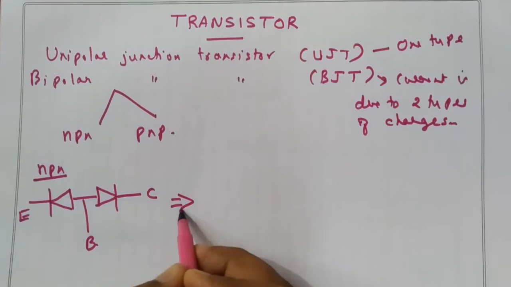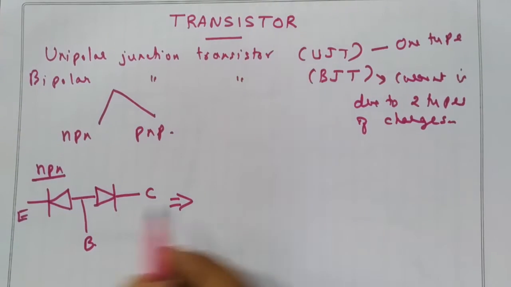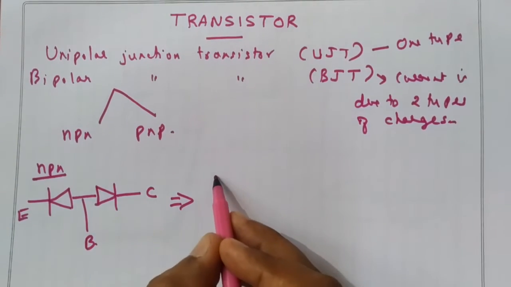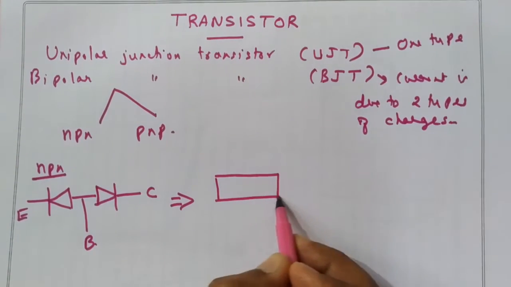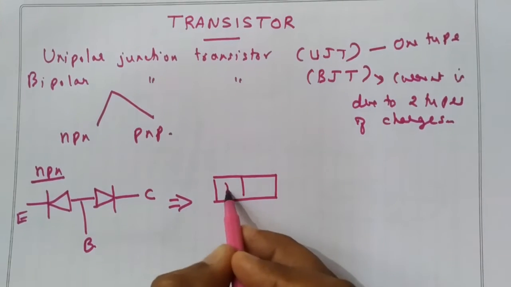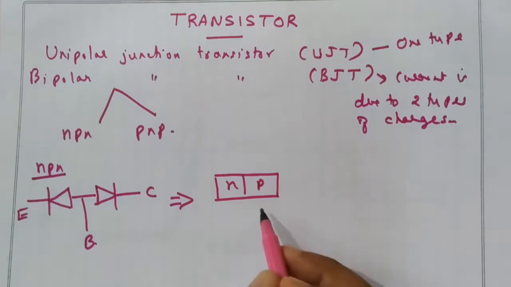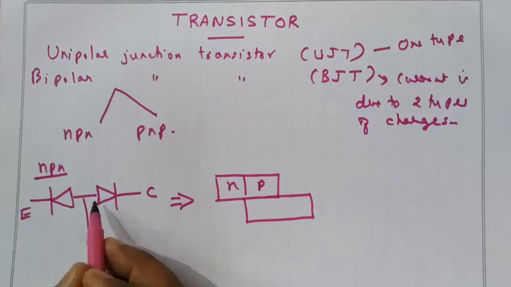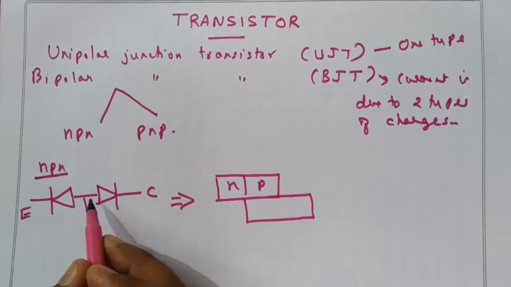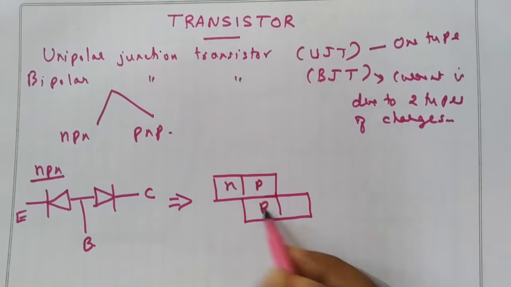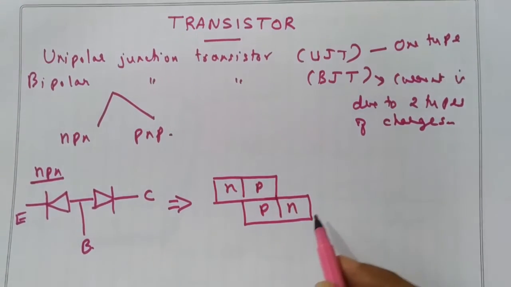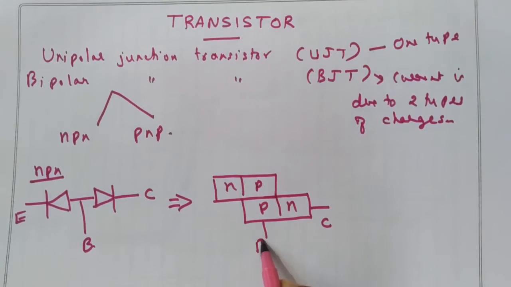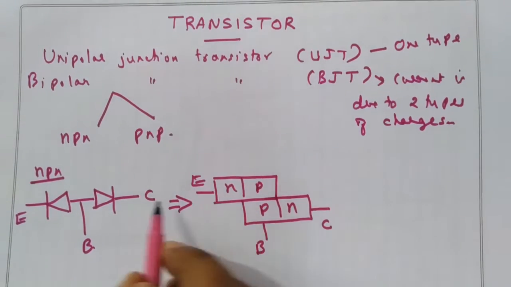Or I can rewrite this in another form. This is one diode, this is another diode. See, this is one diode, this is N region, this is a P region, and this is another PN diode, where the P region of this and P region of this is merged together. This is therefore P region and this is N region. Now this is collector, this is base, and this is the emitter.